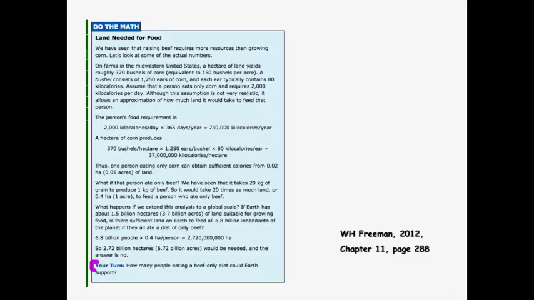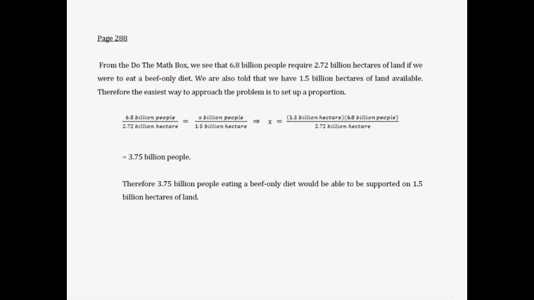Your turn. How many people eating a beef-only diet could Earth support? And given the information you have here, a student could figure that out, and then we don't put the answers in the book in case you want to assign it, but we do have on our website in the instructor resources the solutions for these things, and we show that if 6.8 billion people require 2.72 billion hectares of land, if we were going to get all of our calories from beef, and if there's only 1.5 billion hectares of land available, it means that we've got a ratio of 1.5 to 2.72, which is roughly 3.75, 3.8, a little more than half the people eating a beef-only diet would be supported on that amount of land.